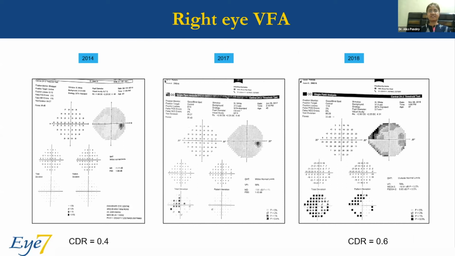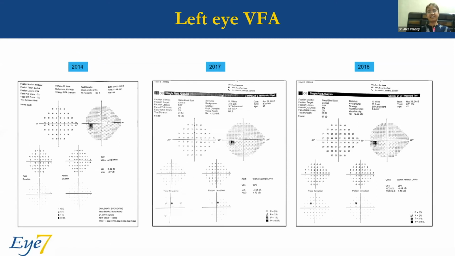As you can see, the visual field in 2014 is absolutely normal. But the 2018 visual field shows a definitive scotoma. Even her disc had increased from 0.4 in 2014 to 0.6 in 2018. Her left eye was still normal.